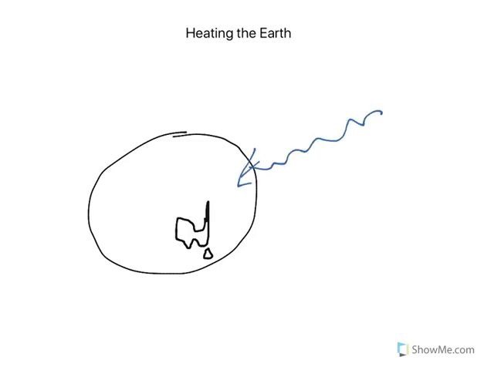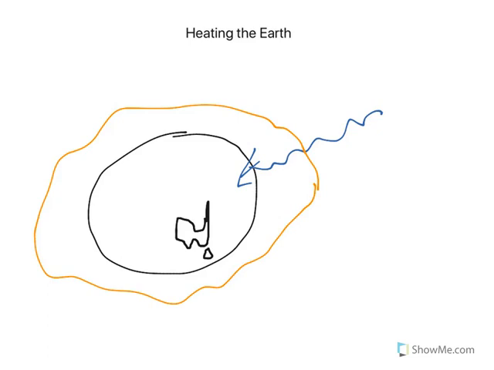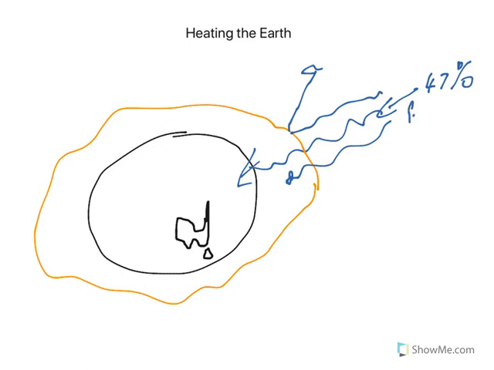Sun. It has some radiation, and of course around the Earth we've got the atmosphere, so some of that radiation from the sun gets reflected back out, and some of it just gets absorbed into the atmosphere. Of the amount that actually makes it to us, we get about 47% of the sun's energy. So that's going to heat us up.